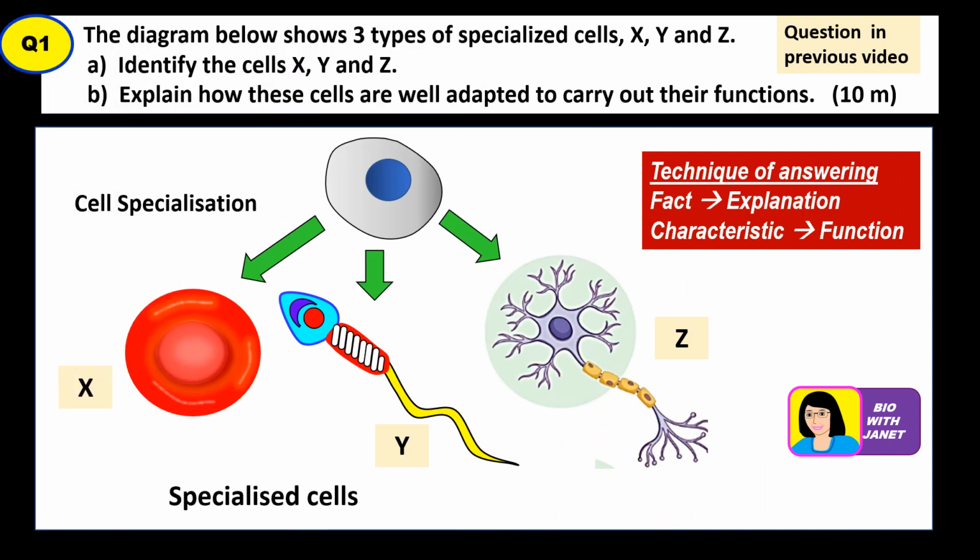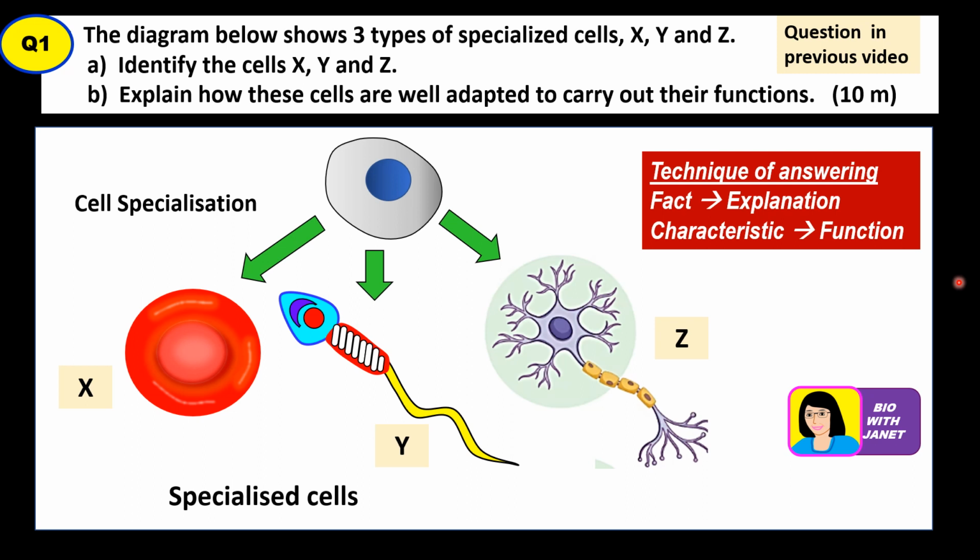Now this is the question that was posed to you last week, right? It was given to you. Diagram below shows 3 types of specialized cells X, Y, and Z. Identify the cells X, Y, and Z, and then explain how these cells are well adapted to carry out their functions. 10 marks, right? Okay, how are we going to answer this question?